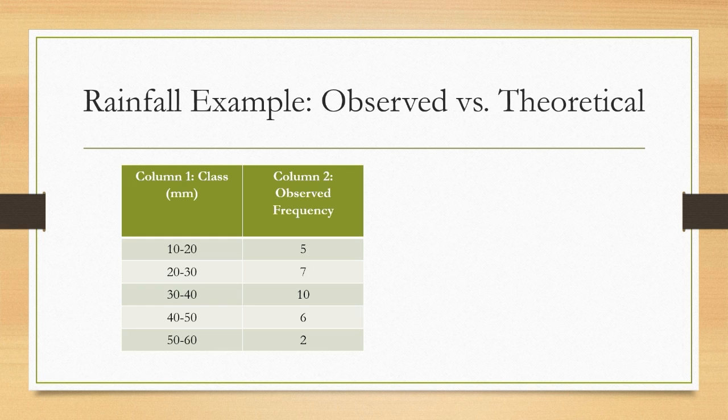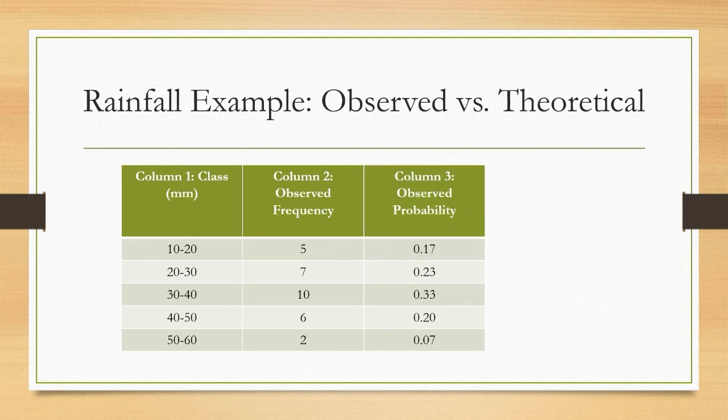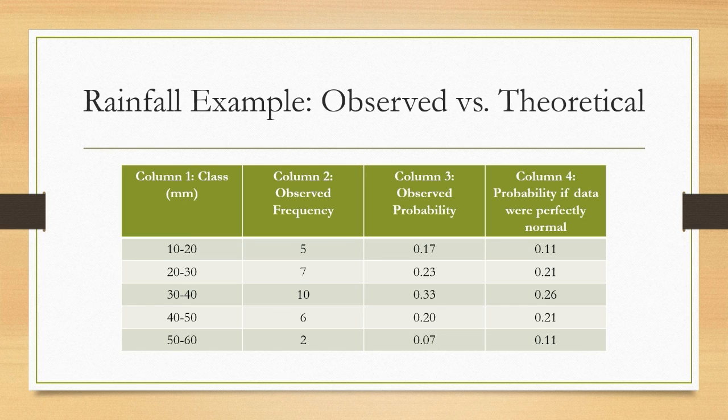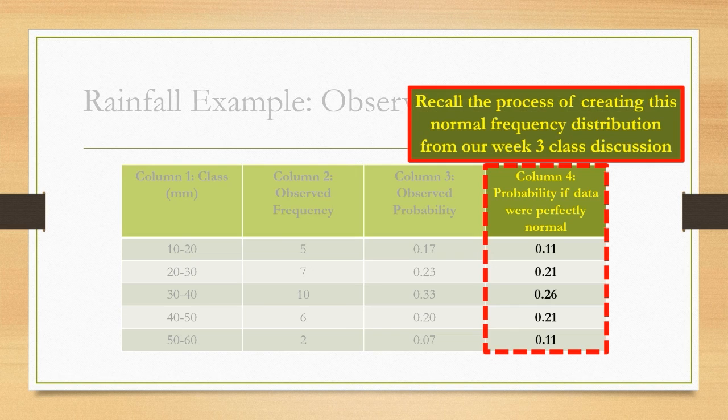Column 2 is the observed frequencies that we actually observed in each one of those categories. Column 3 is the observed probability, converting those frequencies into a probability. And column 4 is the probability if the data were perfectly normal, so it has the same mean and the same standard deviation as the observed distribution. But column 4 is created as a perfectly normal curve, so we're just trying to see if the observed fits that perfect normal distribution.